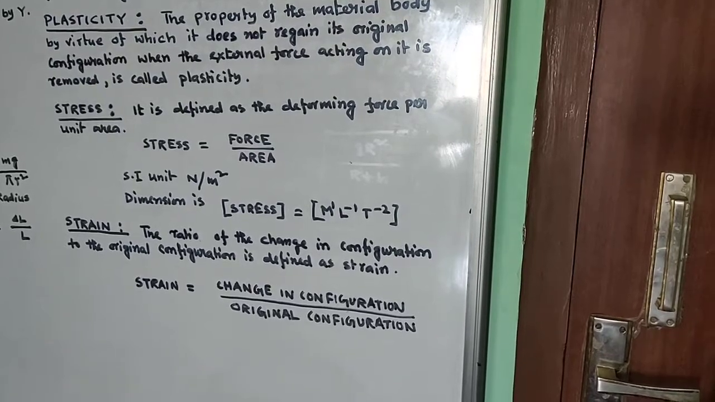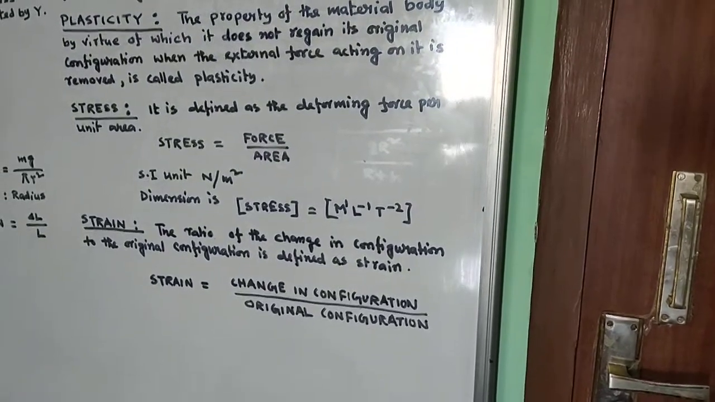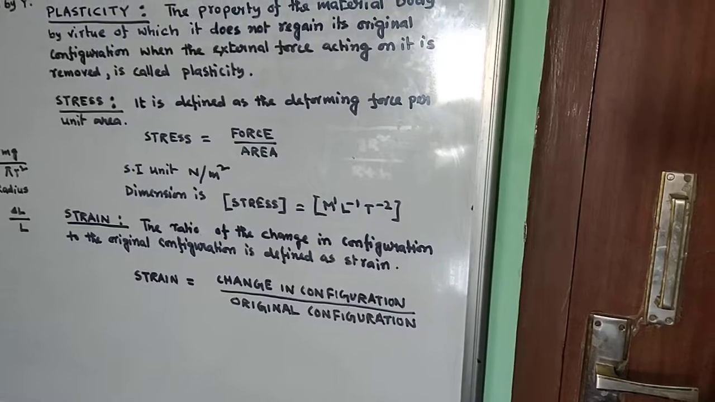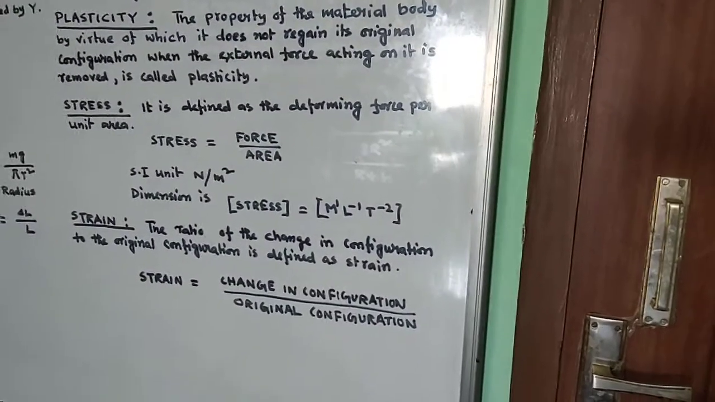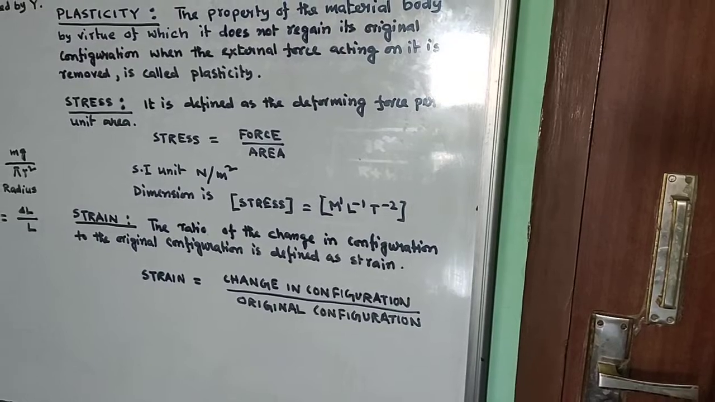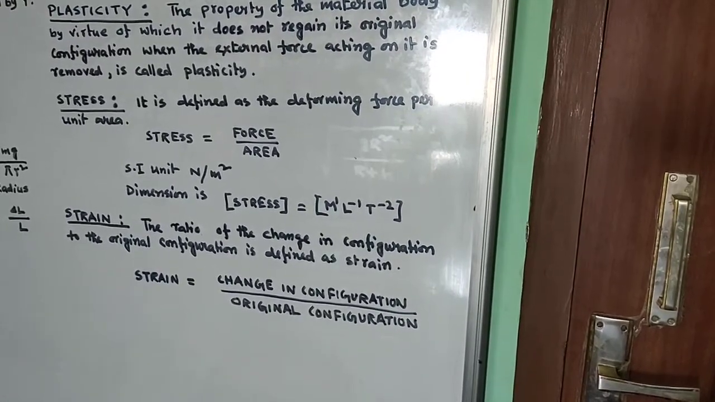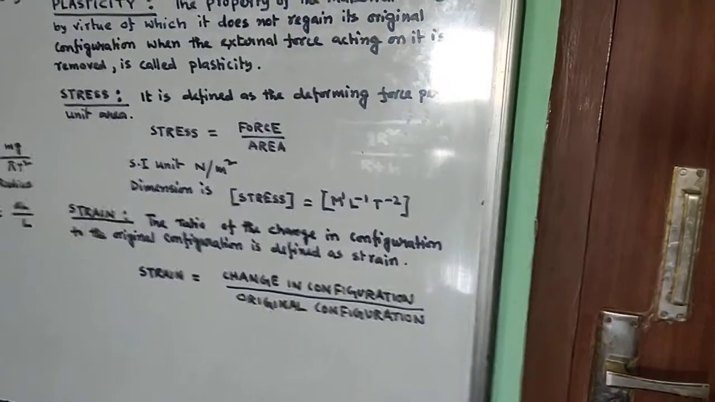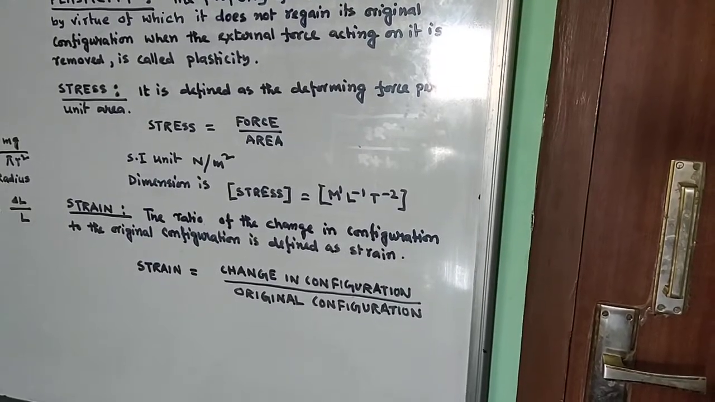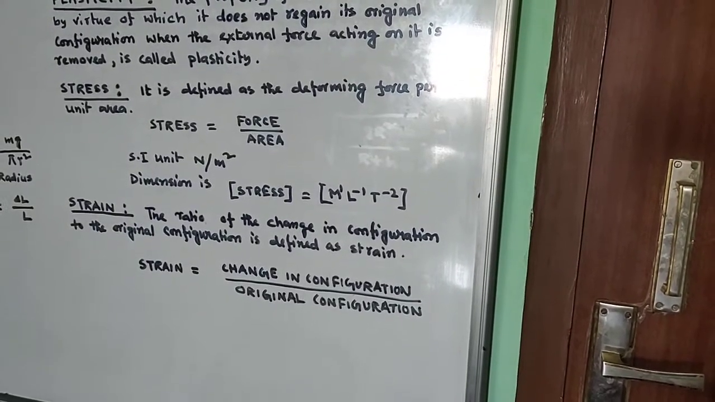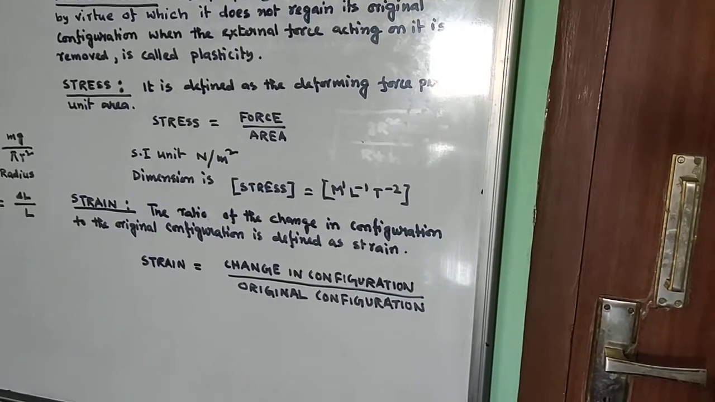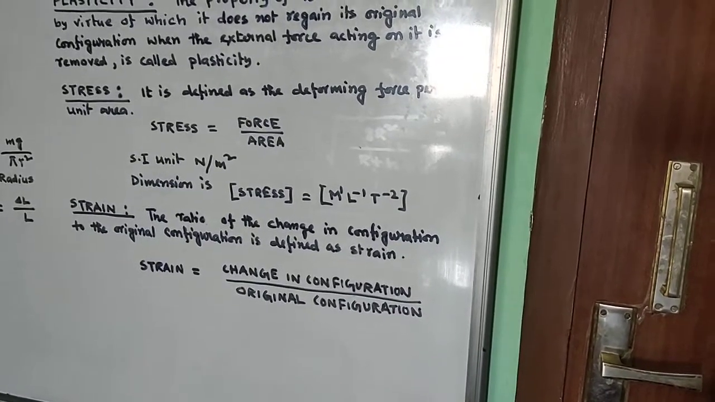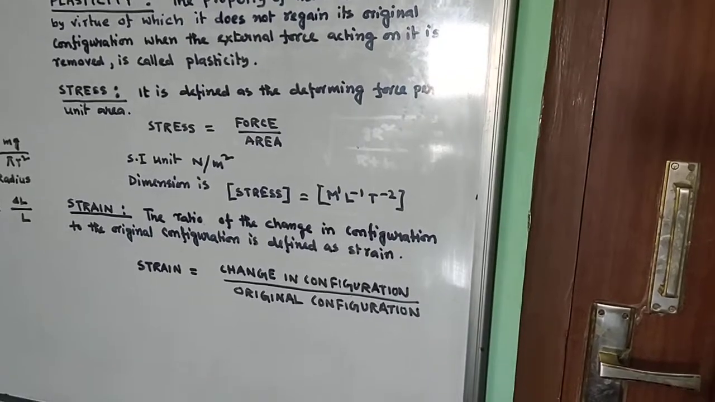So M1, L minus 1, T minus 2. The strain is nothing but the effect of stress. So the ratio of the change in configuration to the original configuration is defined as strain. Strain equals change in configuration by original configuration. It does not have any unit because it is the ratio of two identical physical quantities.